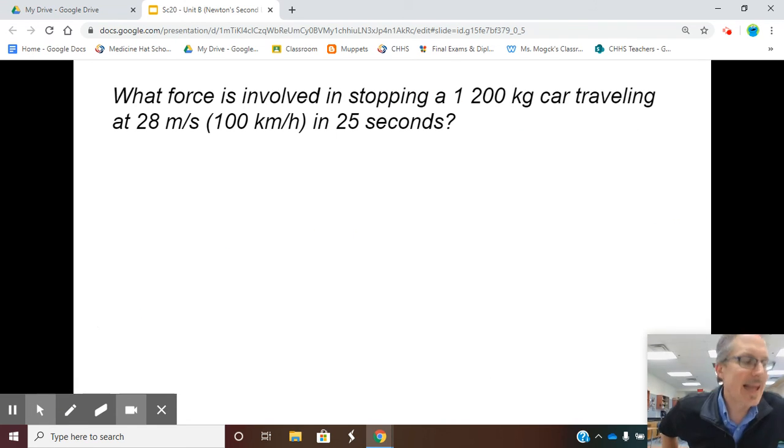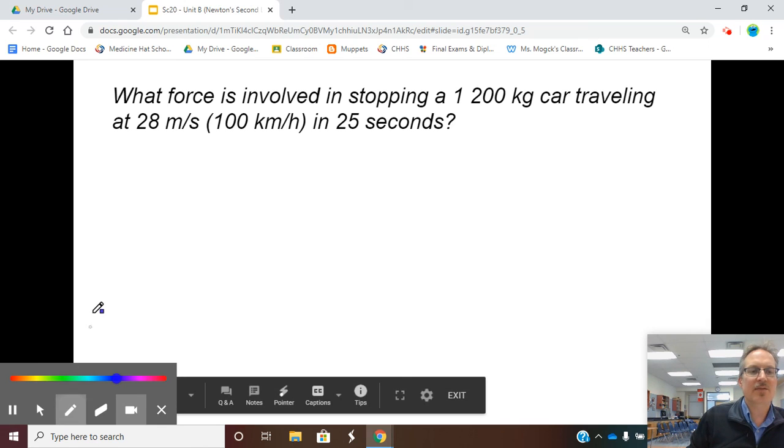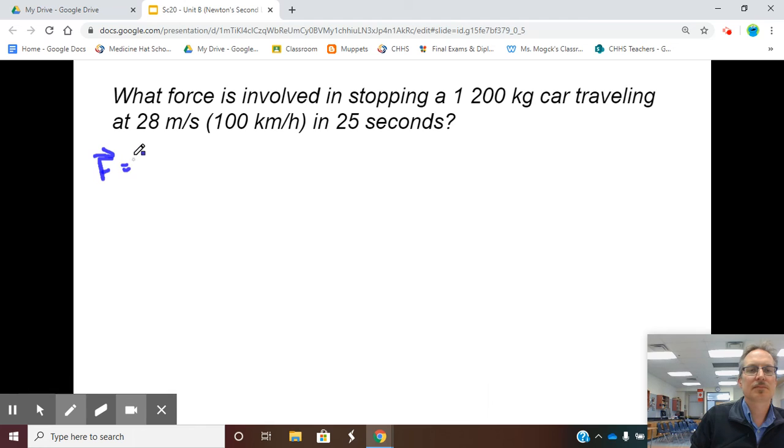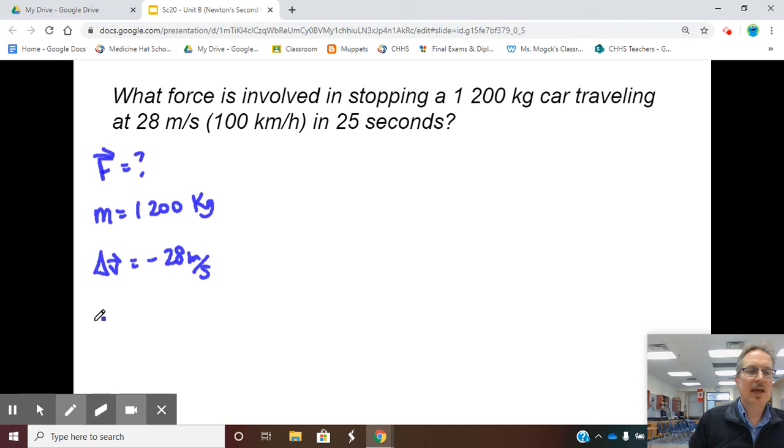So what I would like to do is the last two questions. I'm going to do the same example twice, but I want to change the seconds. So we are trying to find what force is involved in stopping a vehicle with a mass of 1,200 kilograms traveling at 28 meters per second. So my change in velocity is negative 28 meters per second, and my time is going to be 25 seconds. So we take 25 seconds to slow down, to apply friction, the reverse force, to slow us down.